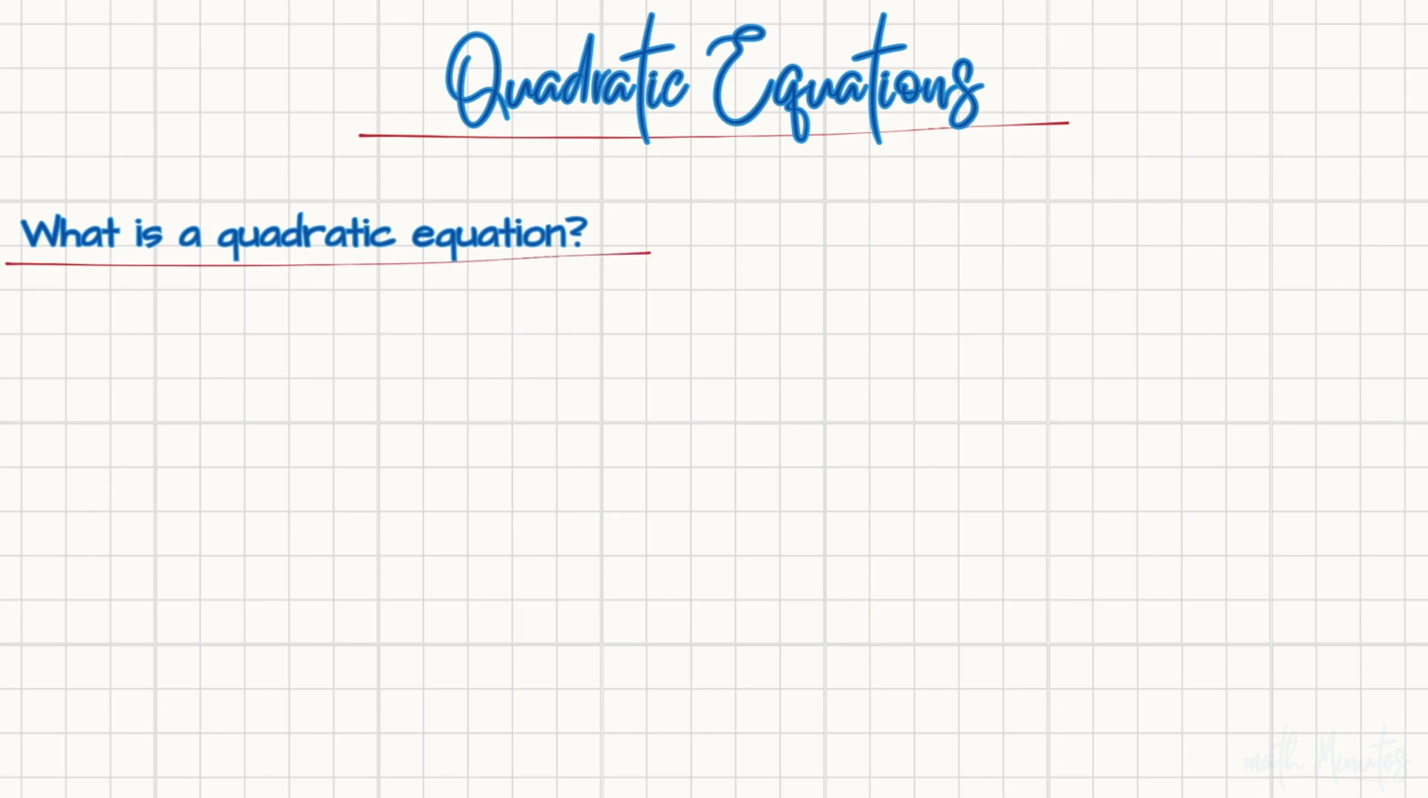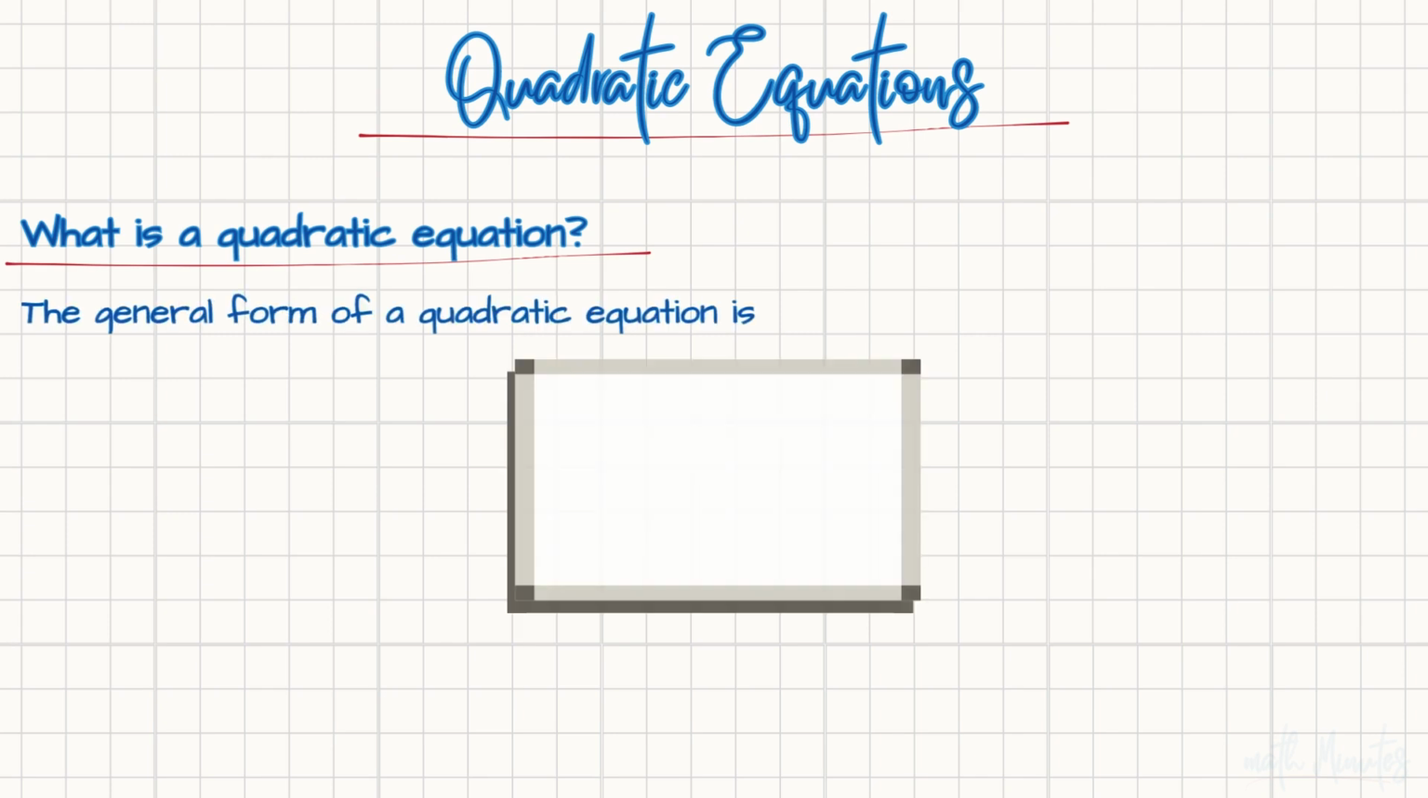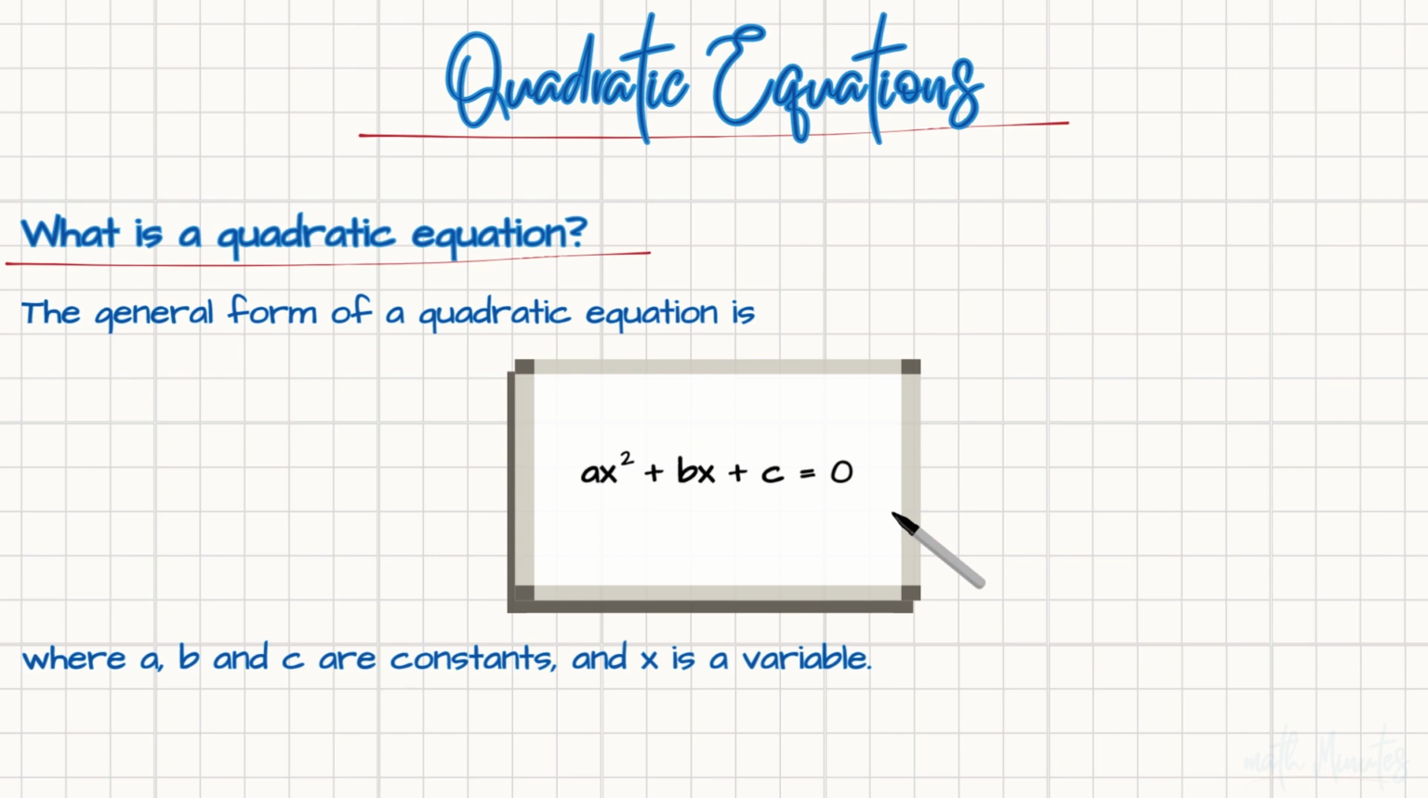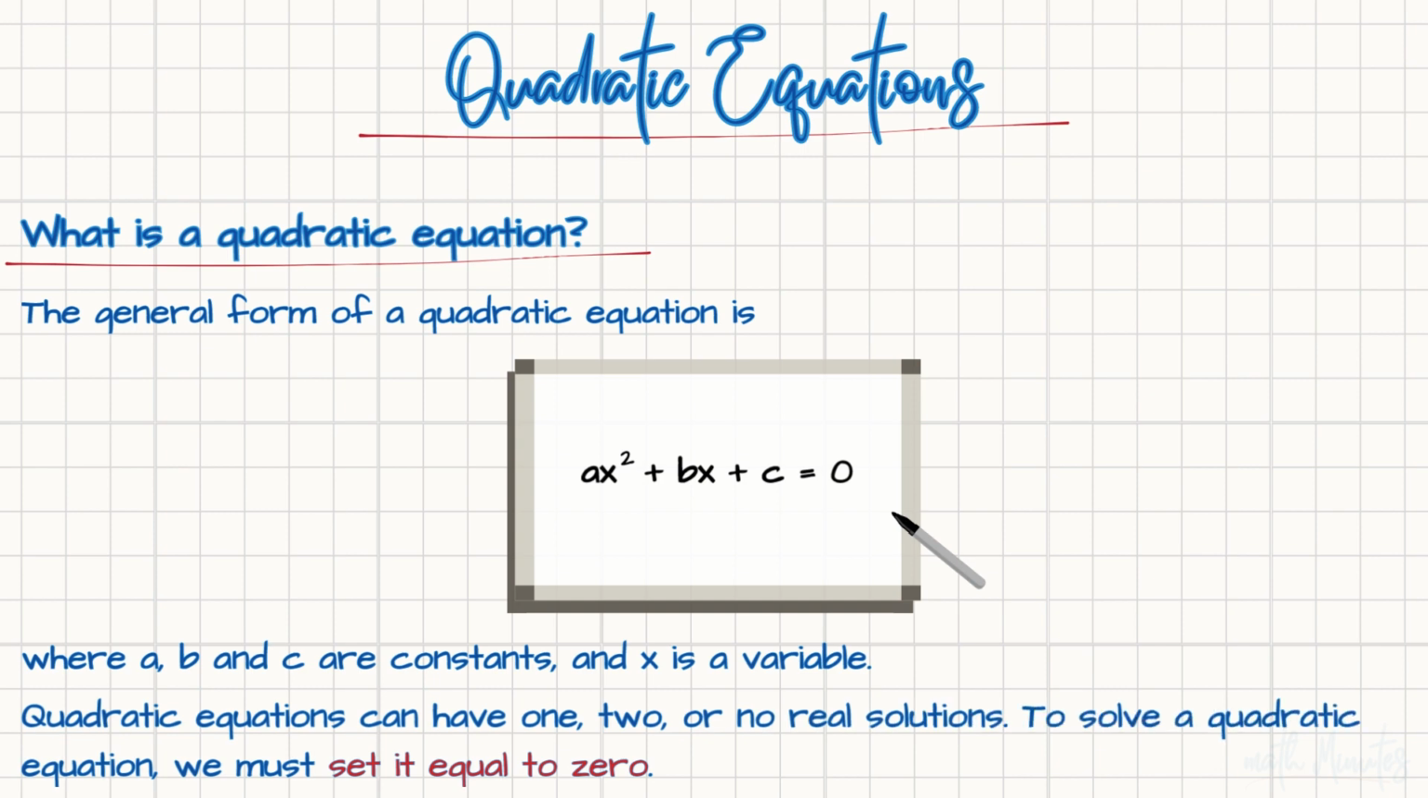A quadratic equation is an equation of degree 2, which means that the highest power of the variable is 2. The general form of a quadratic equation is ax squared plus bx plus c equals 0, where a, b and c are constants and x is the variable. Quadratic equations can have 1, 2 or no real solutions. The solutions to a quadratic equation can also be called roots.